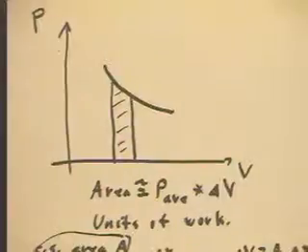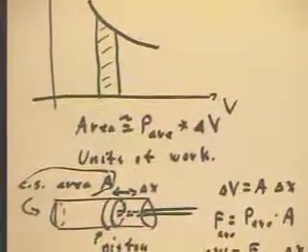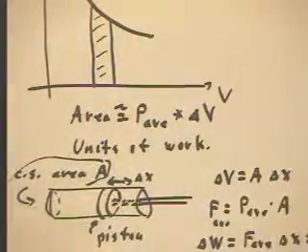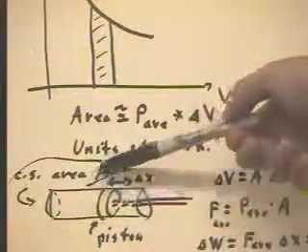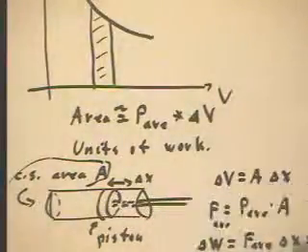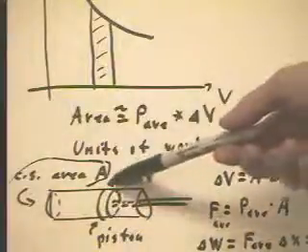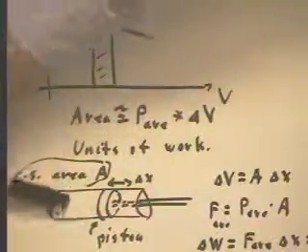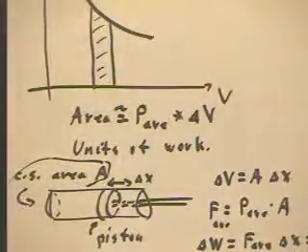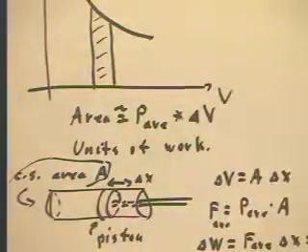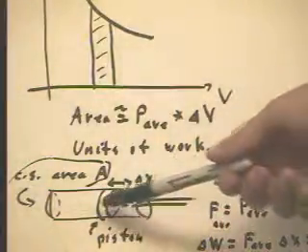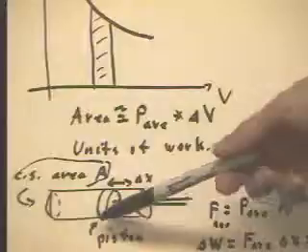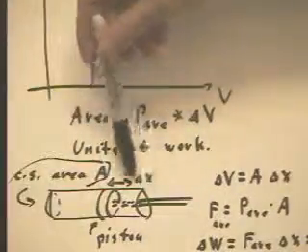To see a little more precisely why this is work, let's consider a crudely drawn piston in a cylinder, with a uniform cross-sectional area A. If the piston is moved out a distance delta x, then since there's a force exerted on the piston by the gas, the force exerted by the pressure, the gas does work as the piston moves out. The work will equal the average force exerted by the gas against the piston times the distance delta x.